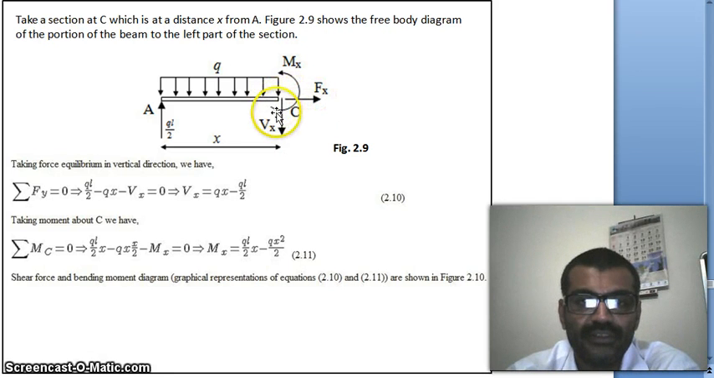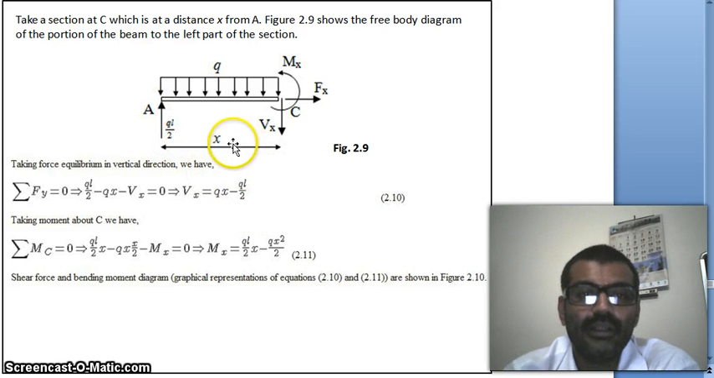Now if we draw the free body diagram at this X section, then we have a horizontal force, that is Fx, vertical force Vx, and the moment, that is Mx. We get QL by 2, that is AY. Now let me solve the vertical force, right? So vertical force, that is QL.